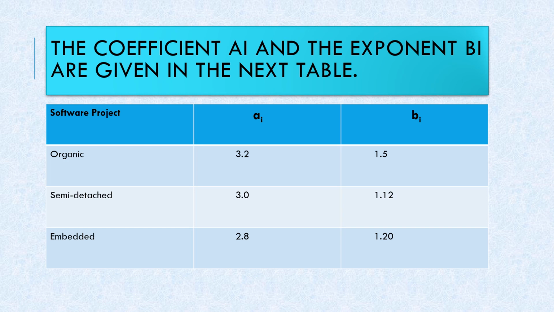Now this is the table which has coefficient and exponent. Coefficient as Ai and exponent as Bi. So if your project type is semi-detached, you can use coefficient 3.0 and exponent 1.12. If your project type is organic, you can use coefficient as 3.2 and exponent as 1.5. If your project type is embedded, then you can use coefficient as 2.8 and exponent as 1.12.